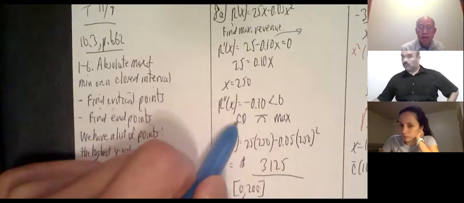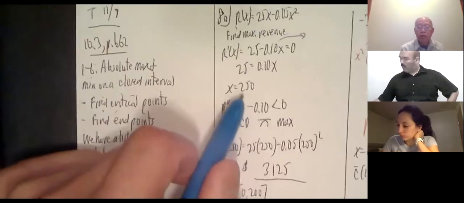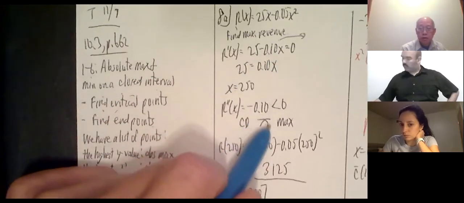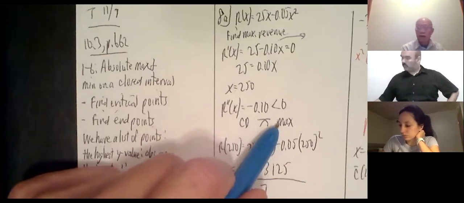Less than 0 means concave down, CD for concave down. So if I have a horizontal tangent, that means the slope is 0. Slope is 0 and concave down, you have a maximum. So that proves that I have a maximum, not a minimum.